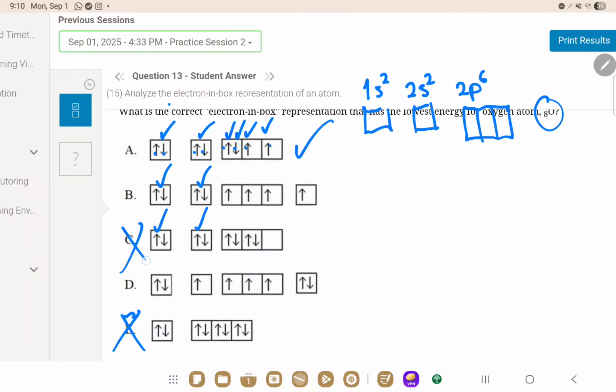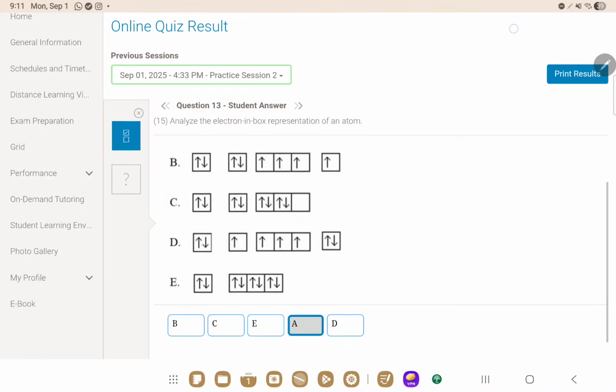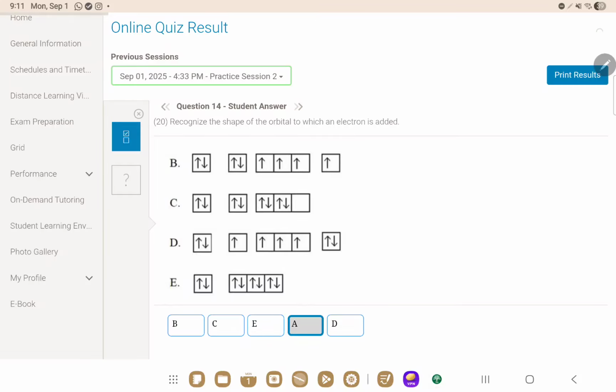So this one is wrong. And this one's wrong. This one, you went up and down, you went up, but they moved on to the next energy level without filling up this one. And even here, they moved on to the next sublevel without filling up this, which is a big, massive no. So this is the only correct electron in a box representation. Moving on.